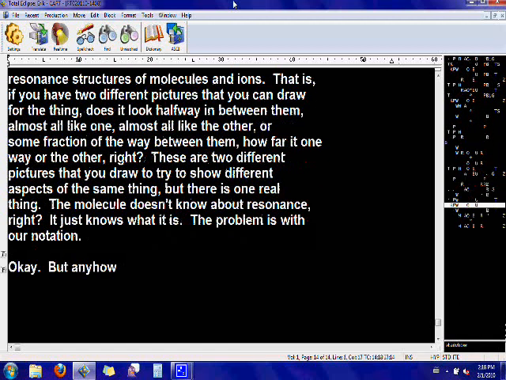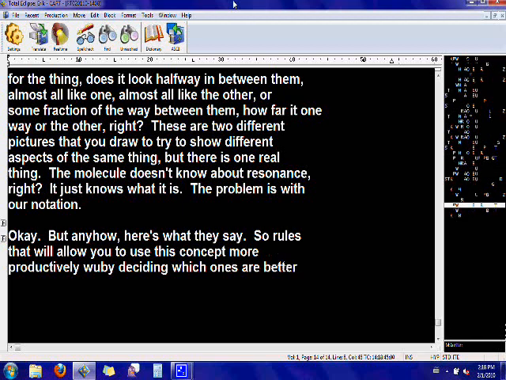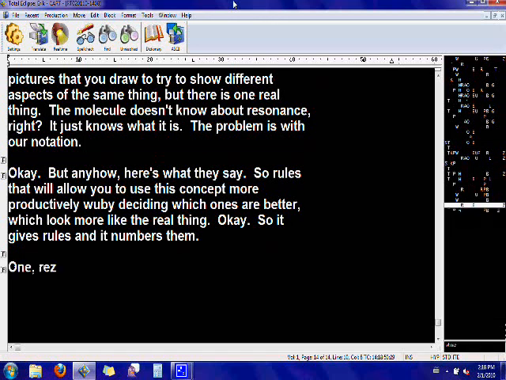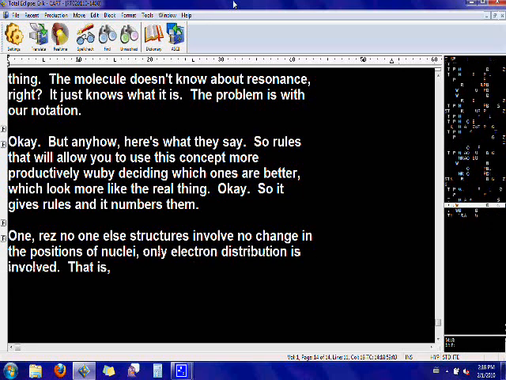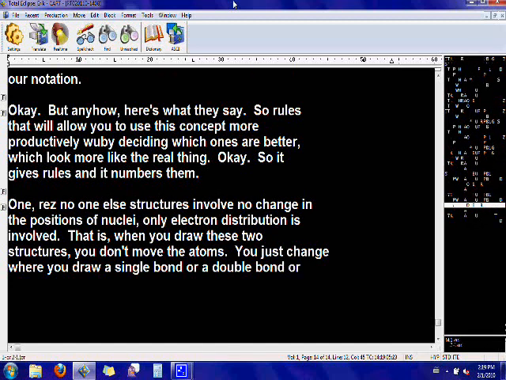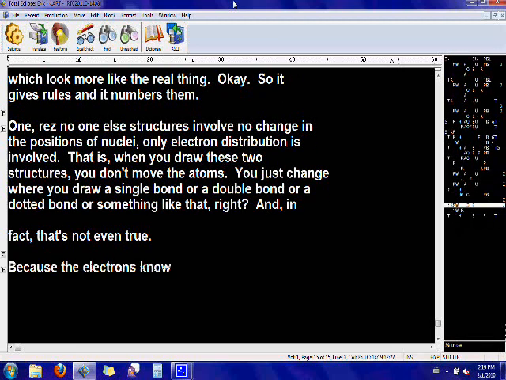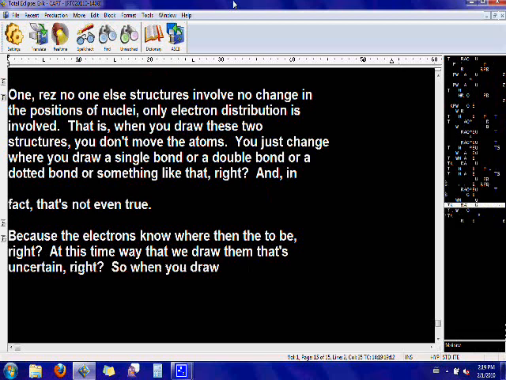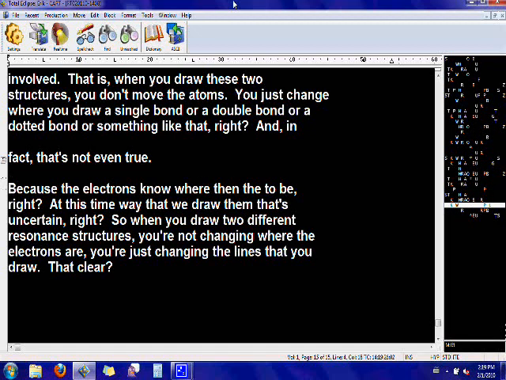So rules that will allow you to use this concept more productively by deciding which ones are better, which look more like the real thing. So it gives rules and it numbers them. 1, resonance structures involve no change in the positions of nuclei, only electron distribution is involved. That is, when you draw these two structures, you don't move the atoms. You just change where you draw a single bond or a double bond or a dotted bond or something like that. And in fact, that's not even true because the electrons know where they want to be. It's the way we draw them that's uncertain. So when you draw two different resonance structures, you're not changing where the electrons are, you're just changing the lines you draw. Is that clear? It's our notation that's at fault.